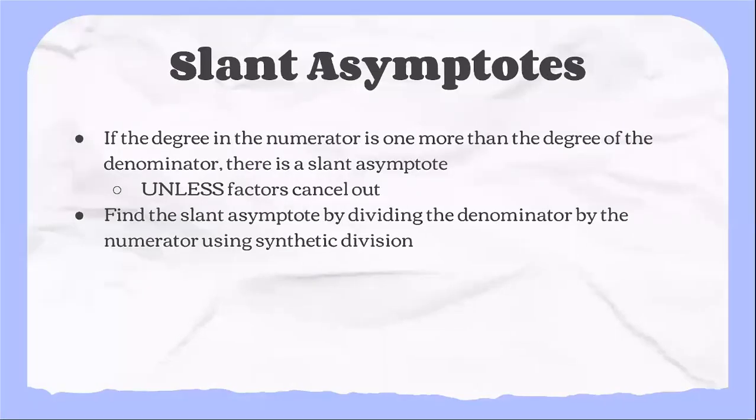All right, so let's look at slant asymptotes. If the degree of the numerator is 1 more than the degree of the denominator, that's when there's a slant asymptote. This is unless a factor cancels out, because when it cancels out, then like you saw with the vertical asymptote, different things happen. So we're going to find the slant asymptote by dividing the denominator by the numerator using synthetic division. And we like synthetic division, so here we go.